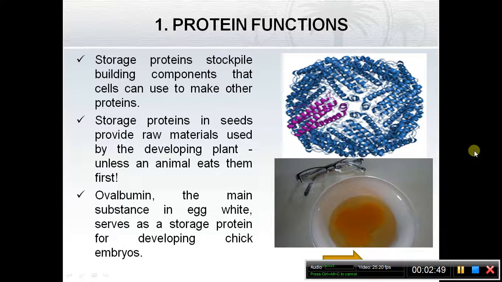Storage proteins stockpile building components that a cell can use to make other proteins. Storage proteins instead provide raw materials used by a developing plant. Usually, an animal eats them first. Overburning. The main substances in egg white serve as storage proteins for developing chick embryos.